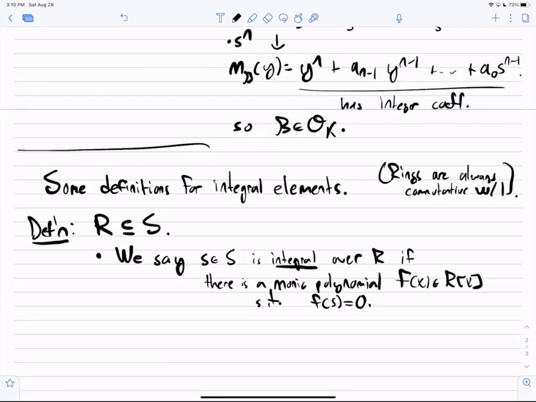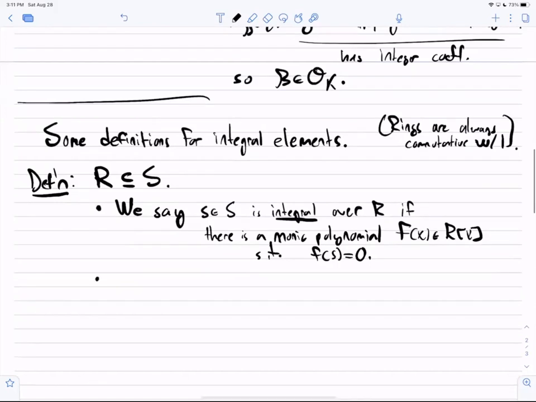Okay, so that's pretty similar to what I wrote above. When we were working with an extension of Q, looking at things that were integral over Z, I said the minimal polynomial had to have integral coefficients. It's not so hard to see that that's actually equivalent to this more general definition in that special case. And that's one of the exercises on the handout this week. Okay, so that's one definition. We say that S is integral over R if every element is integral.